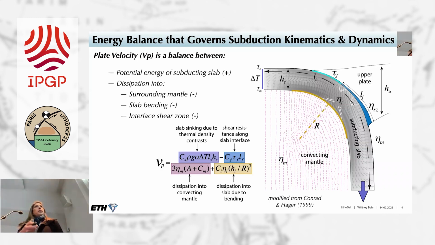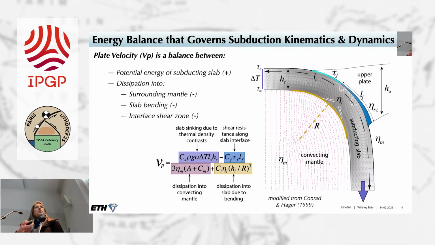And so Conrad and Hager in that same paper came up with a semi-empirical formulation where they could relate the convergence rate, a kinematic parameter, the velocity, to these energy sources and sinks. For example, the slab sinking is mainly due to thermal density contrast, so it includes density, the thermal parameters, the geothermal gradient within the slab, the length of the slab, and its thickness. Many of those, of course, are related to slab age.